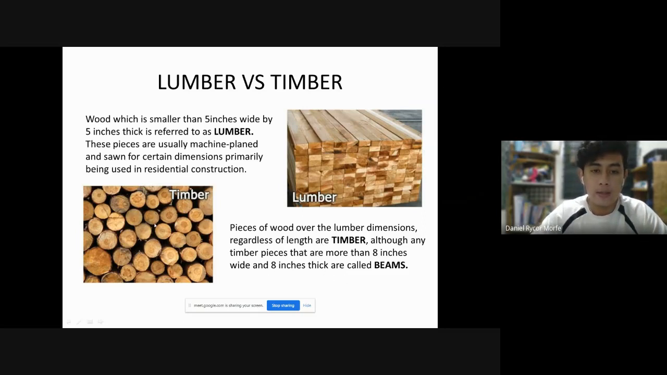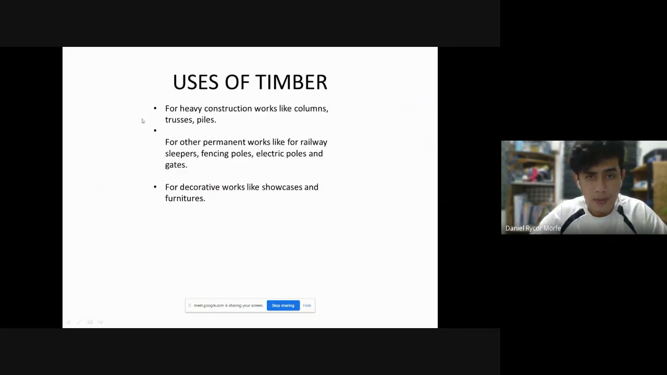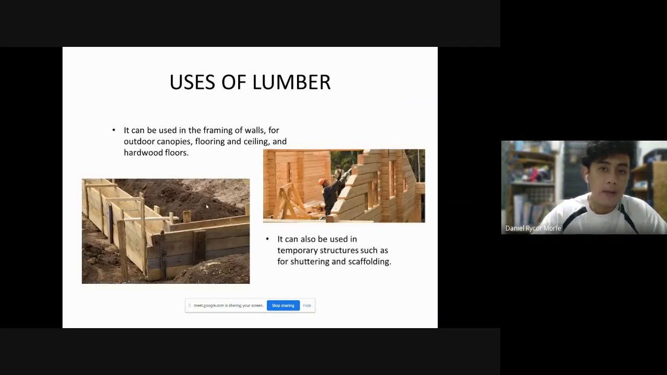So this is timber. Uses of timber: it is used for heavy construction works like columns, trusses, and piles, for other permanent works like railway sleepers, fencing poles, electric poles, and gates, or also for decorative works like showcases and furniture. It is thicker, so it is easier to shape.